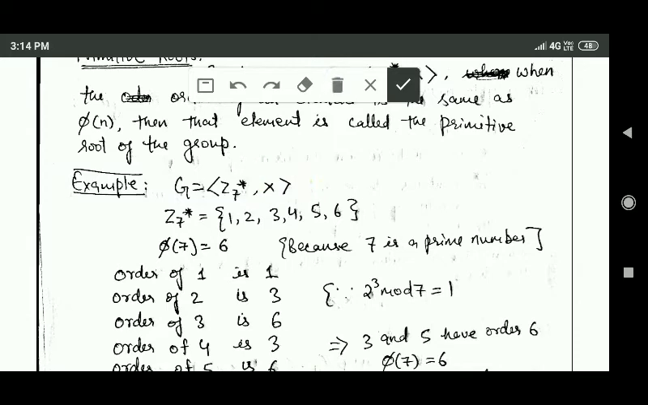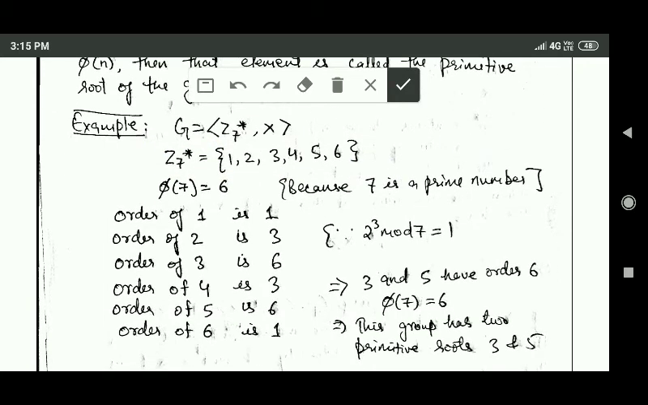Since 7 is a prime number, phi(7) will be equal to 7 minus 1, that is 6. So the value of phi(7) is equal to 6. And this set Z_7 star will consist of the integers 1 to 6, because all the integers 1, 2, 3, 4, 5, 6 are relatively prime to 7, because 7 is a prime number.